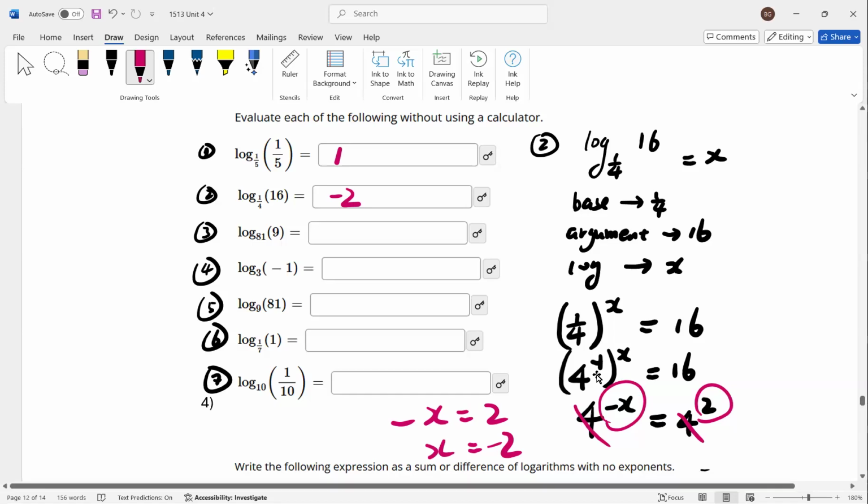I gave you the time to take a screenshot. So far, so good? Okay, very good. Thank you. All right, so next, number 3.